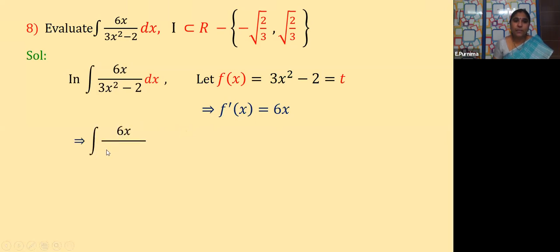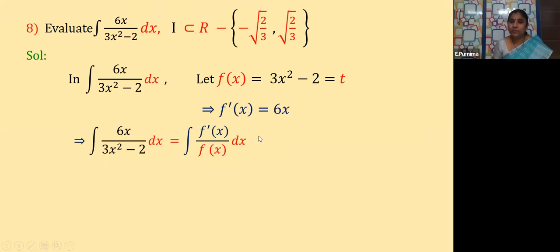Integral of 6x by 3x square minus 2 into dx is equal to integral. What we got, children? 6x is nothing but our f dash x. And what is this 3x square minus 2? It is our f of x. So it is in that form or not? Just now we have discussed the rule, no? It is in that form, f dash x by f of x.